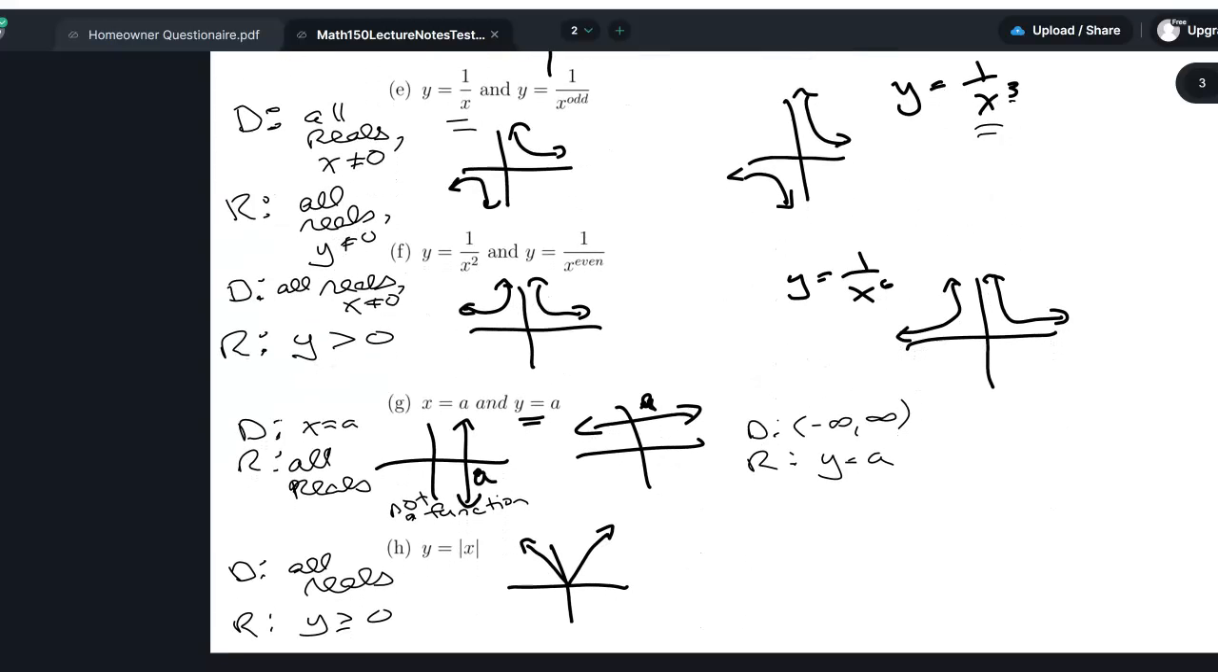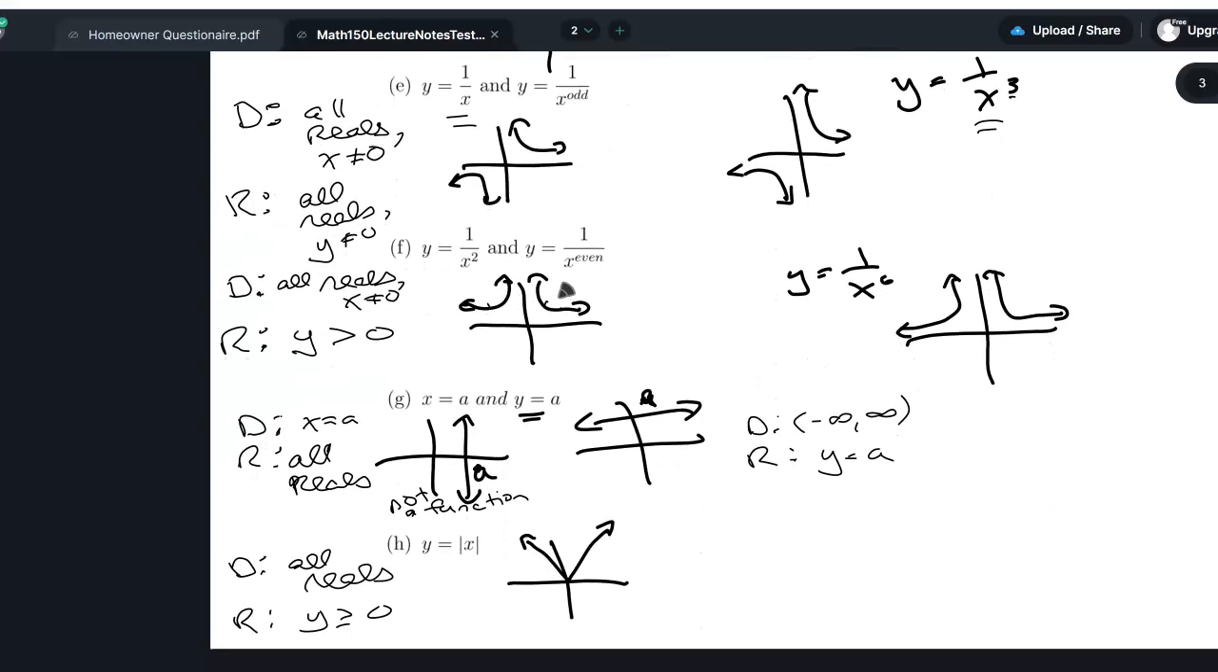1 over x squared is the hyperbola with both parts above the x-axis. And this could be 1 over x to the fourth, 1 over x to the sixth. It's going to look very similar. The domain is all reals, not 0. And the range are all the y values that are bigger than 0.